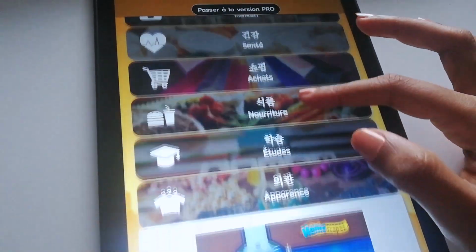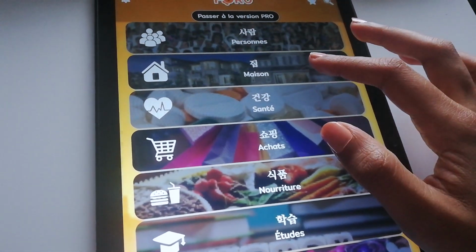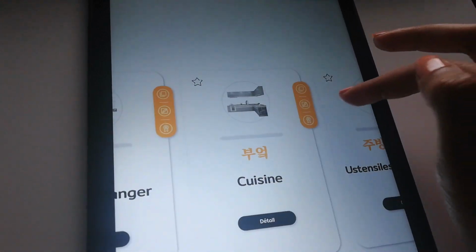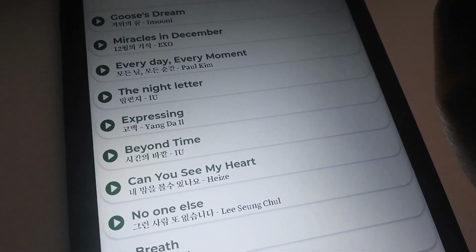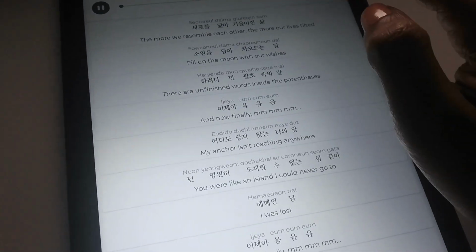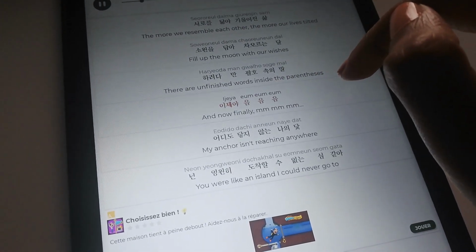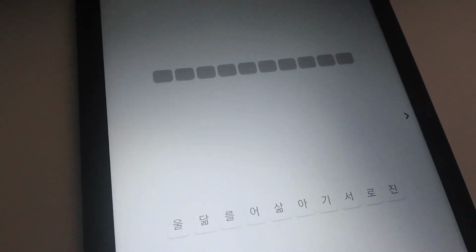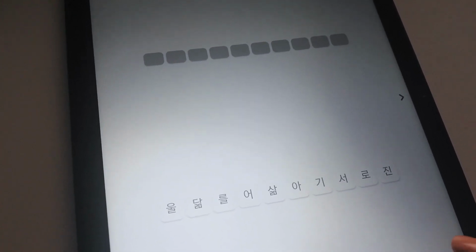Then I have two PORO apps. One app is for vocabulary. And the other app is mainly for listening skills, like you have dialogues, conversations. And you can also listen to some songs, and for the songs, you can try to order the lyrics.